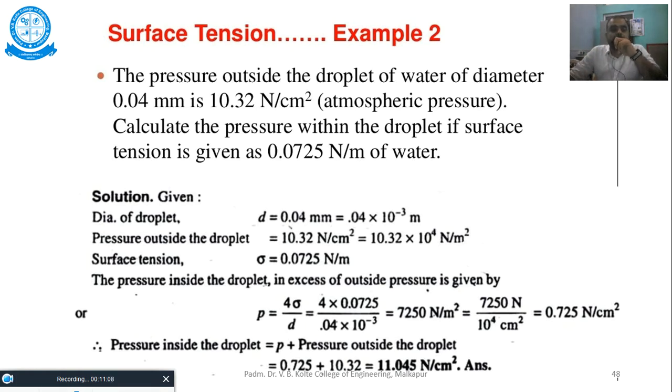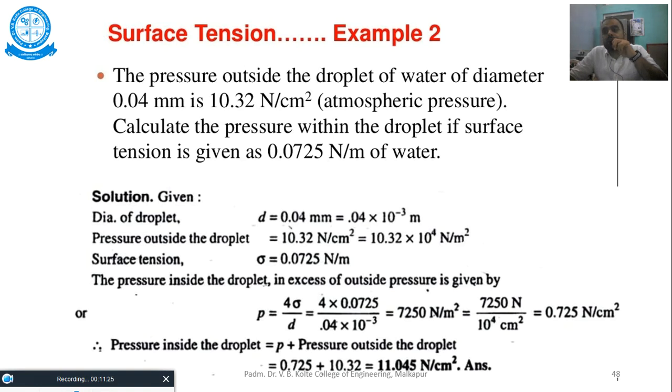Okay, so what will be here given, diameter of droplet, what is given, 0.04 mm. So we have to convert this mm into meter. First target. Okay, the second step will be the pressure outside the droplet. What pressure is given, 10.32 Newton per centimeter square.